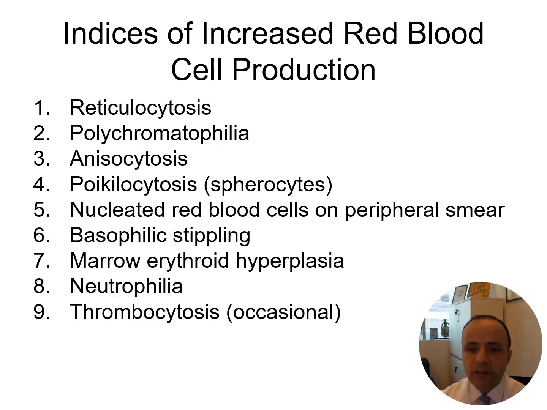And we have several tests that can tell us about increased red cell production. As we mentioned, reticulocytosis, the reticulocyte count goes up. Polychromatophilia is essentially variation in the color of the red cells. Anisocytosis, variation in the size of the cells, and poikilocytosis, abnormal shapes of the cells. So, why do you see that? Probably a good example to explain.